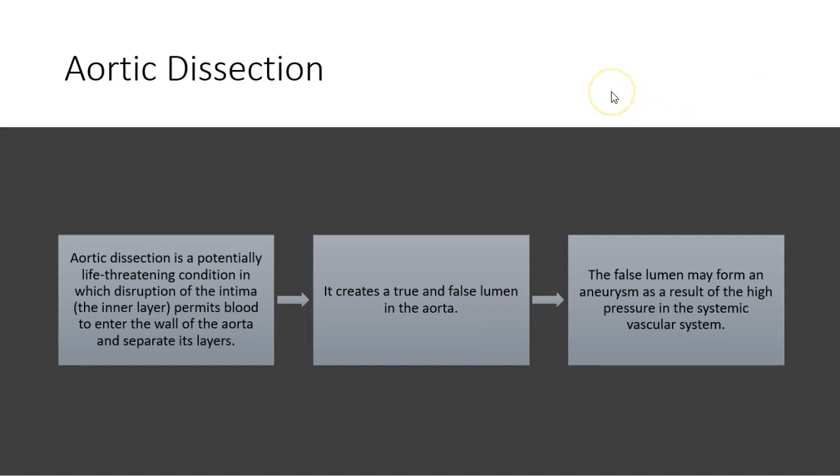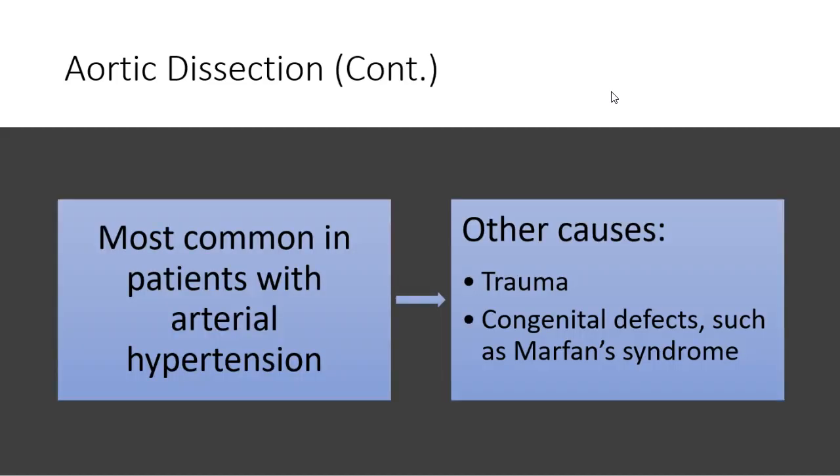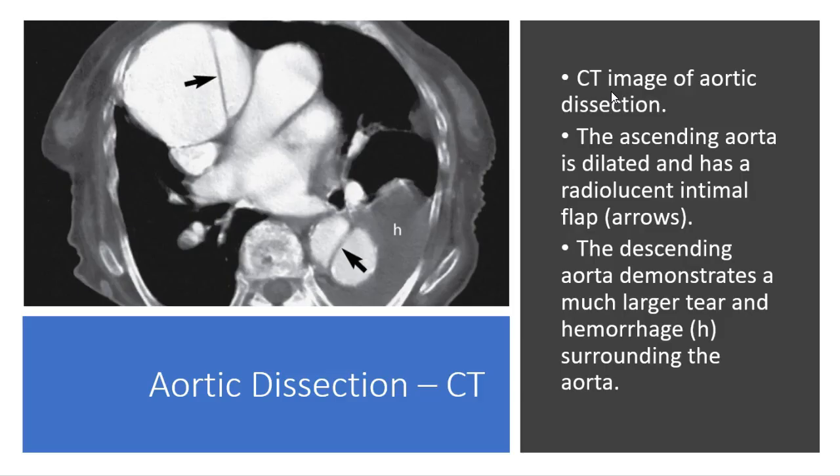A dissection is a potentially life-threatening condition in which the disruption of the intima, or inner layer, permits blood to enter the wall of the aorta and separate its layers. It creates a true and false lumen within the aorta, and the false lumen may become an aneurysm as a result of high pressure in the systemic vascular system. The most common cause is arterial hypertension. Other causes are trauma and congenital defects such as Marfan's.